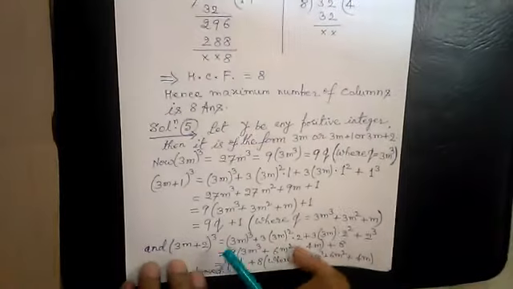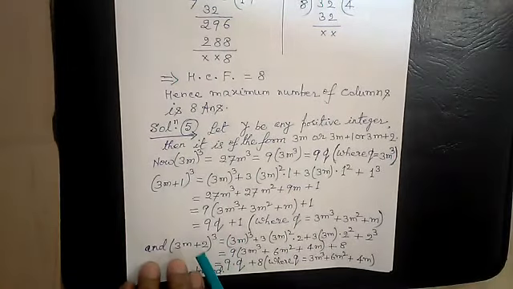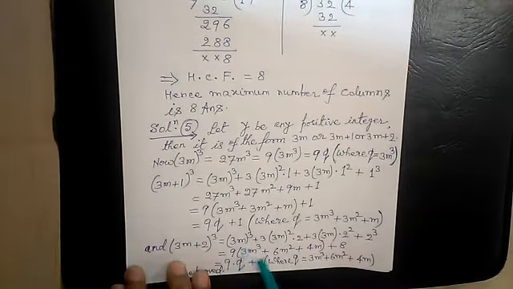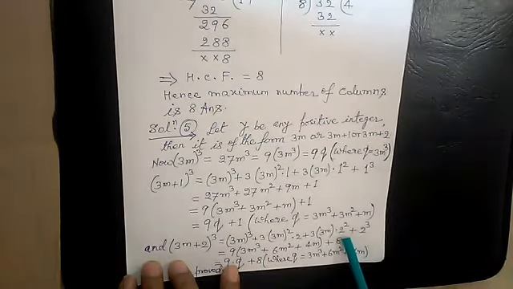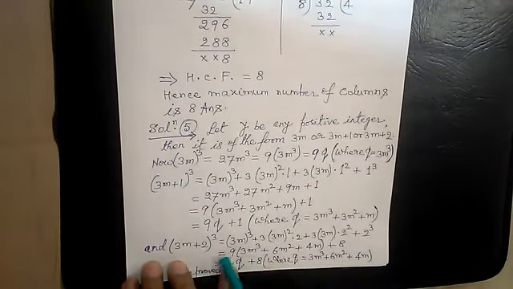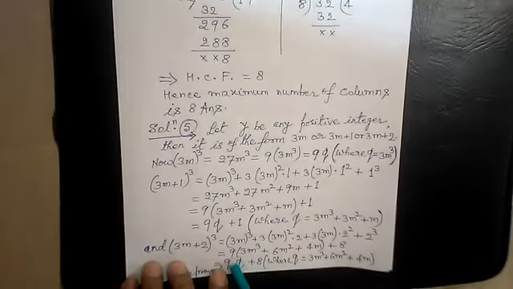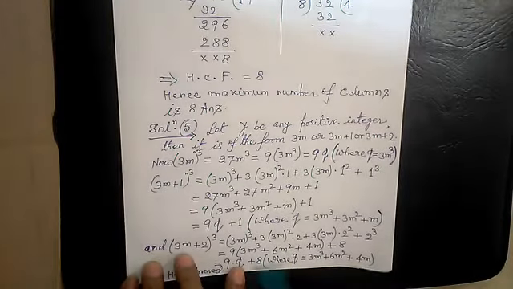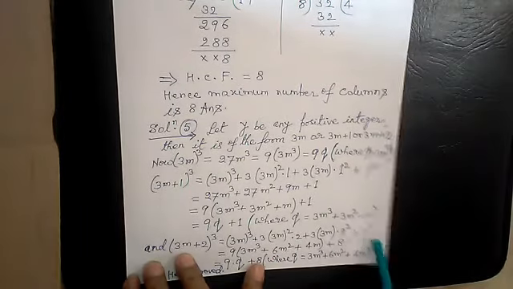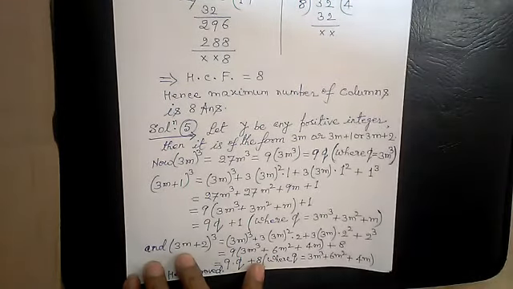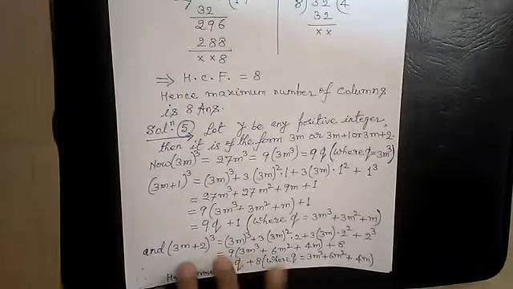Okay, and (3m + 2) whole cube, again you will use the formula (a + b) whole cube: a cube plus 3a square b plus 3ab square plus b cube. Again expanding this, 9 is common, and inside the bracket it is 3m cube plus 6m square plus 4m, and outside it is 2 to the power cube, which means it is 8.